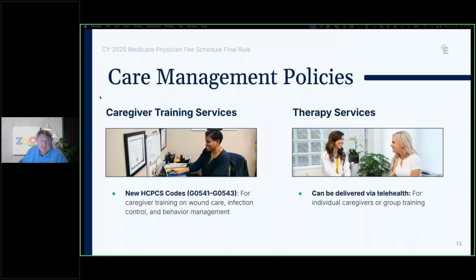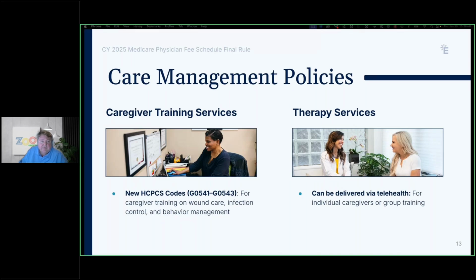Let's go to the caregiver training codes. And it looks like we got about 10 minutes, but I am trying to wrap this up. So the caregiver training codes are G0541, 542, and 543. And so when can you use them? So these are three codes related to scenarios where caregivers are being trained by the physician on safe, practical measures to care for patients outside of a clinical setting.